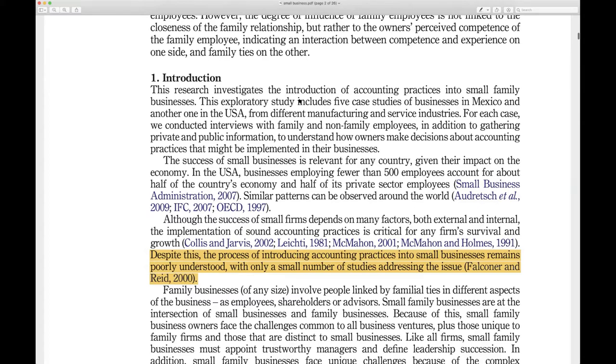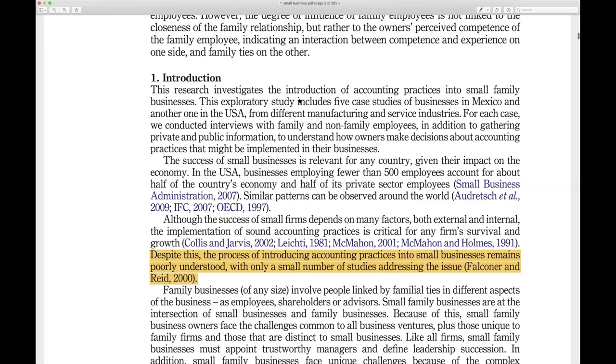Although the success of the small firm depends on many factors, both external and internal, the implementation of sound accounting practices is critical for any firm's survival and the growth. Despite this, the process of introducing accounting practices in small business remains poorly understood, with only a small number of studies addressing what? What are they addressing? The issue. So you see what we are addressing, the introduction of accounting practices into small businesses. Good. So they're addressing the issue.